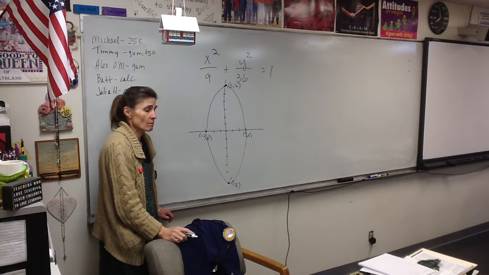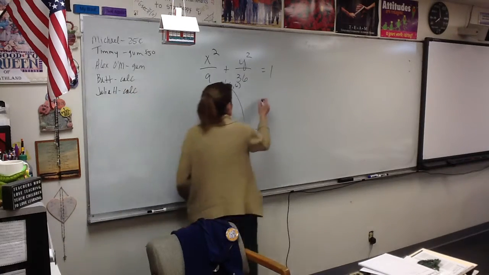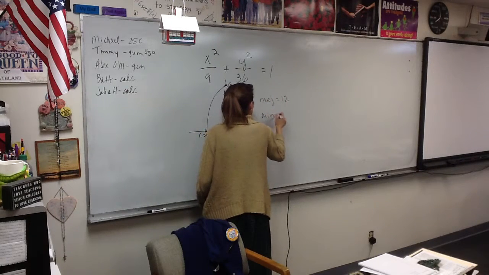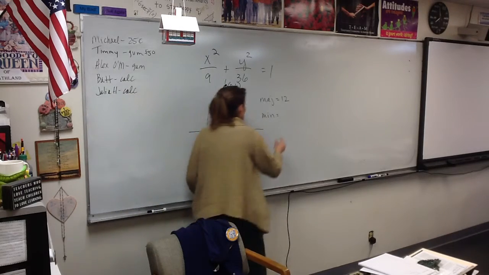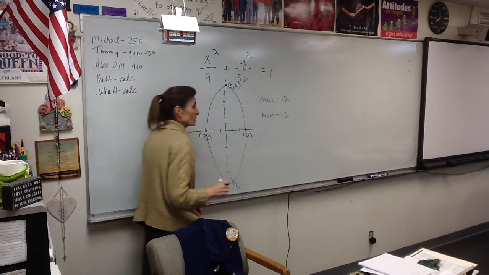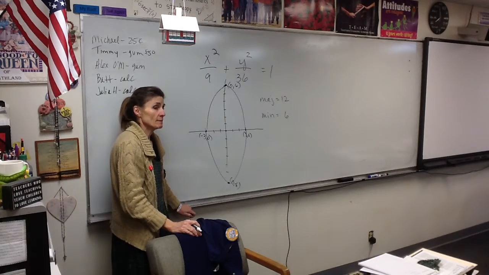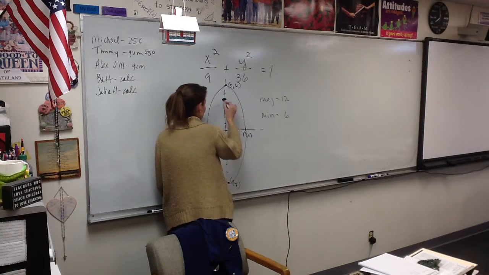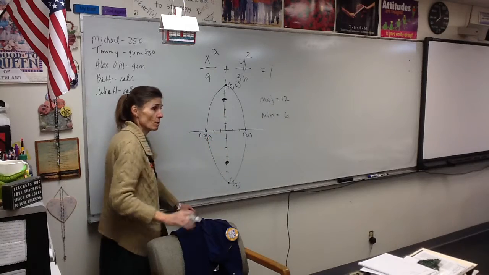How long is our major axis? 12. How long is our minor axis? 6. Your focus points, oh, I got to define ellipse. Your focus points are always on the major axis. I don't have any idea where, I just know they're on there somewhere, right?